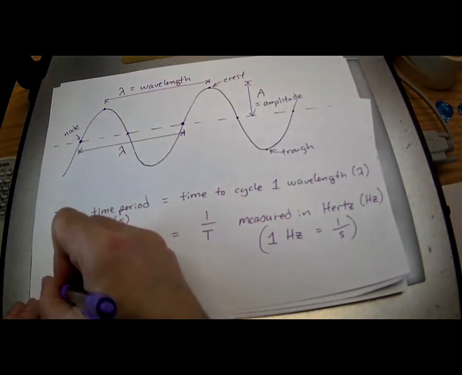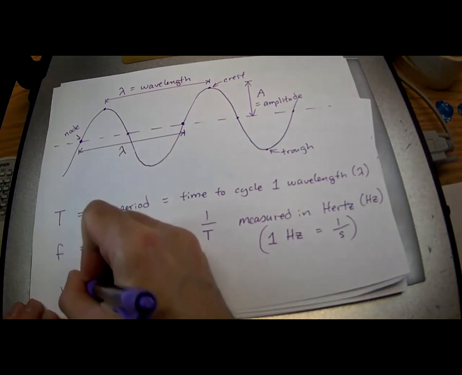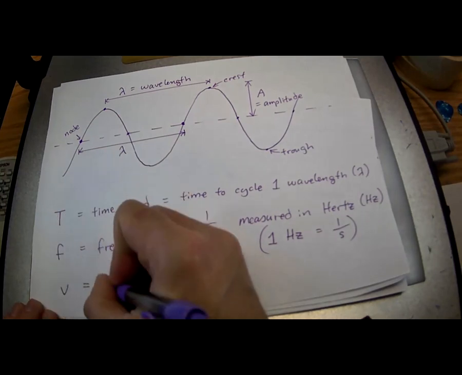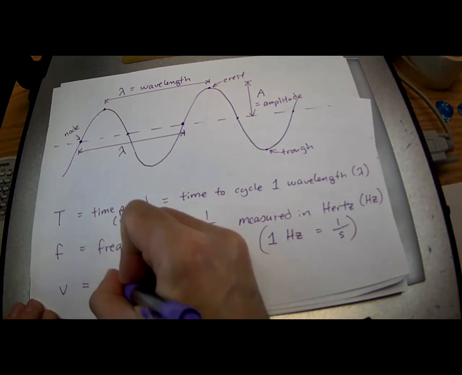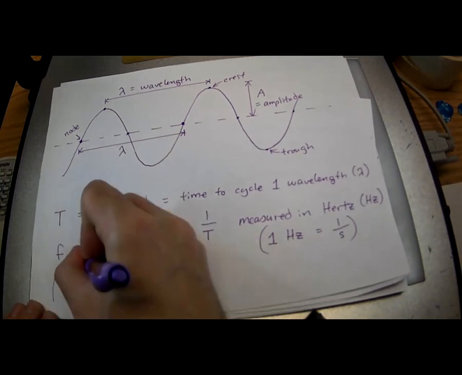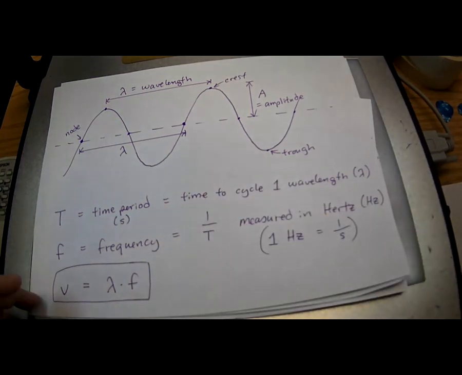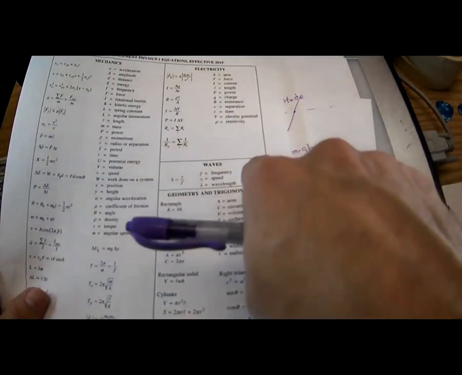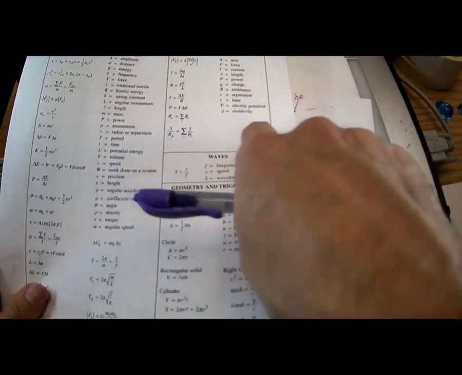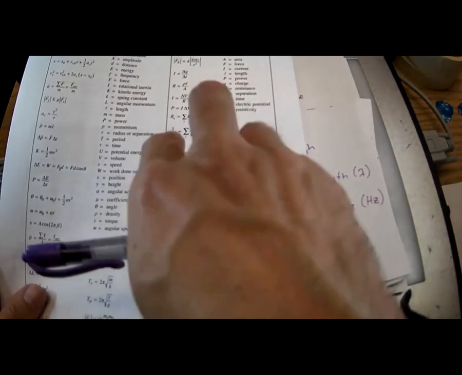And this is going to lead to the wave formula. Wave speed is equal to wavelength times frequency. We point this out on the AP equations. AP wrote it a little bit differently, and it gets its own box, waves. They arranged it a little bit differently, but it's the same thing.